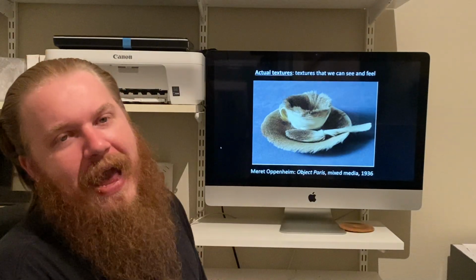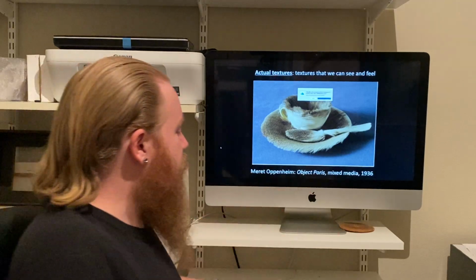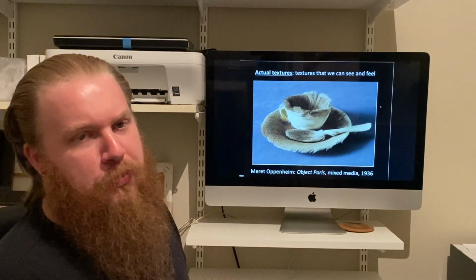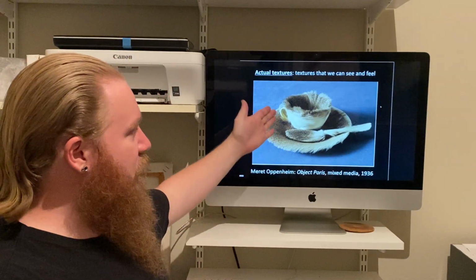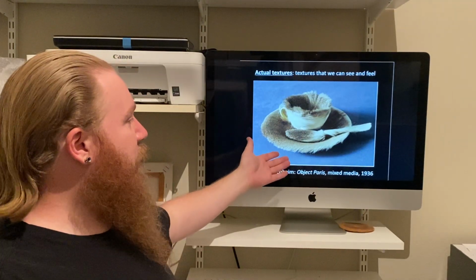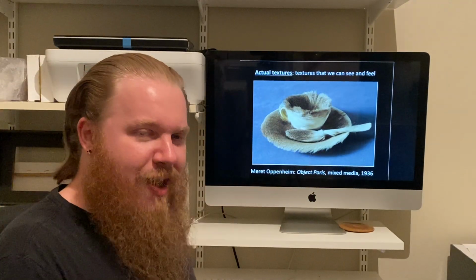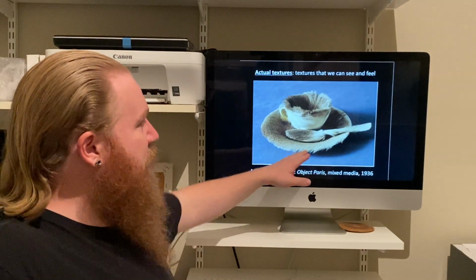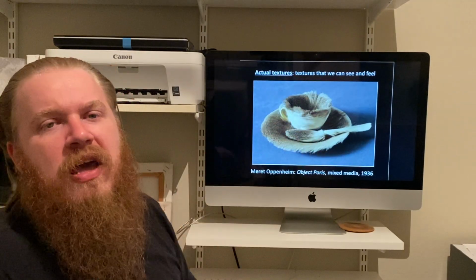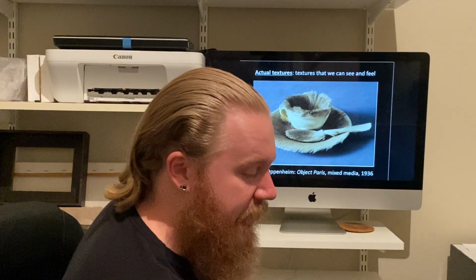So we have things like actual texture, which is a texture that can be seen or felt. Here we can see an example: Meret Oppenheim's Object, Paris. This is a saucer, teacup, and spoon that have literally been covered in animal hair. It creates this obscure, weird object that's unusable. But if we were there, we could touch it. We could feel the texture of that hair. It is an actual texture that we could touch or feel.